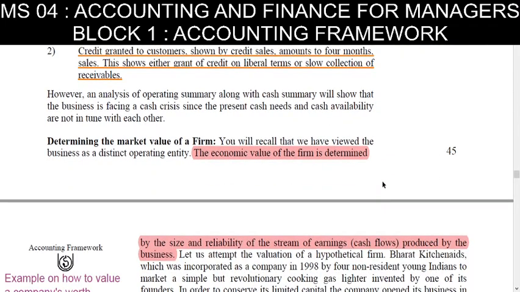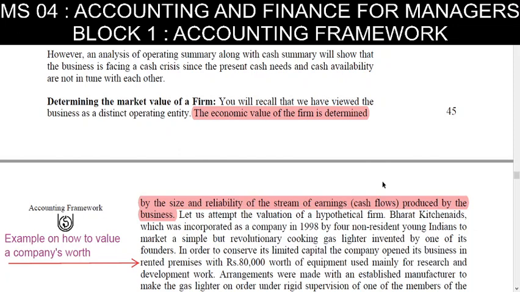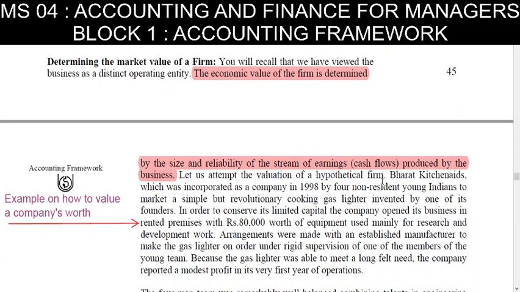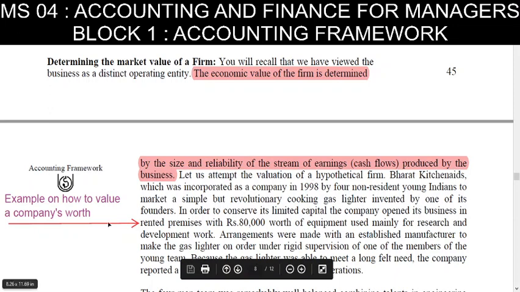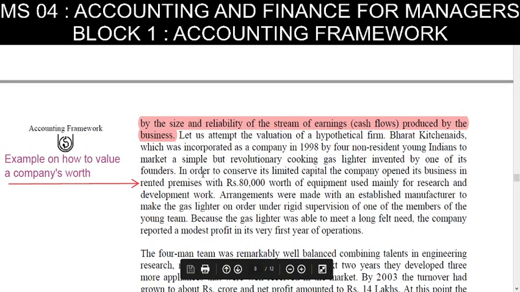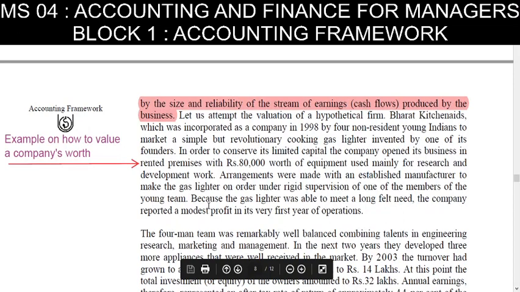Next, the next aspect is determining the market value of a firm. The economic value of the firm is determined by the size and reliability of the stream of earnings, meaning the stream of cash flows produced by the business. Example on how to value a company's worth. We'll see here. I'll read out the example here.